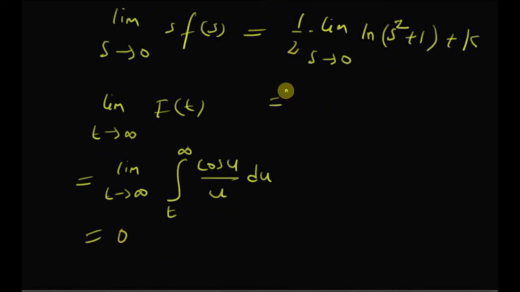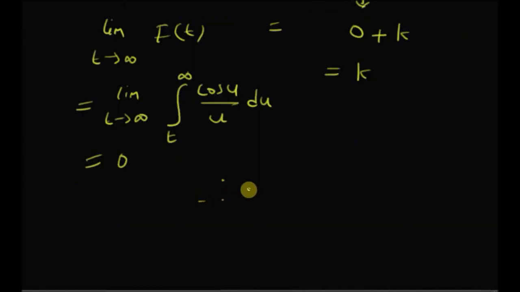On the right hand side, this limit is clearly 0 because as s becomes 0, log of s square plus 1 becomes log 1, which is 0. And the constant is k. So this is equal to k. Therefore, the constant k is equal to 0.